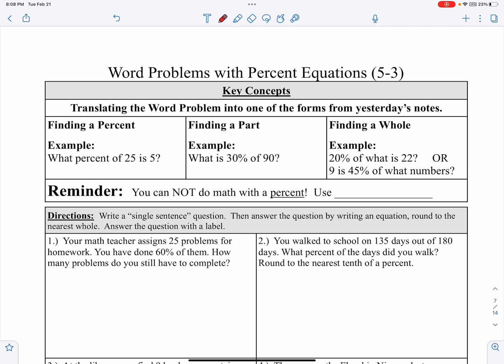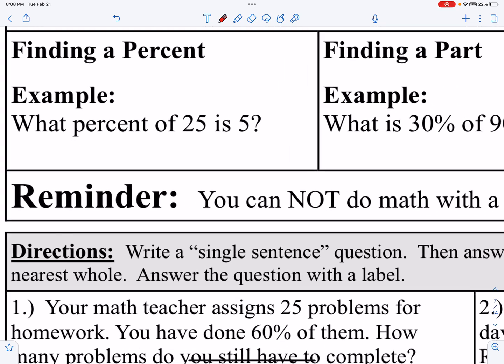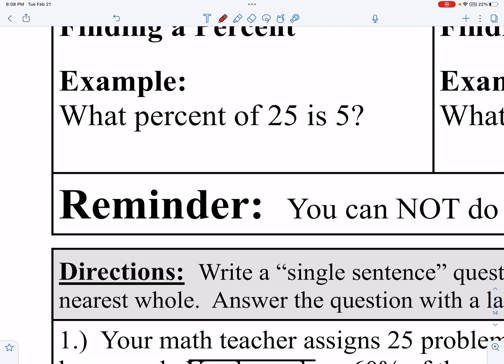So first of all, let's revisit translating word problems into the forms from yesterday. Here are some examples. We had "what is X," understanding that that means what percent, so we are going to have to convert that back into a percent at the end. Of means multiply, 25, and is means equals 5.